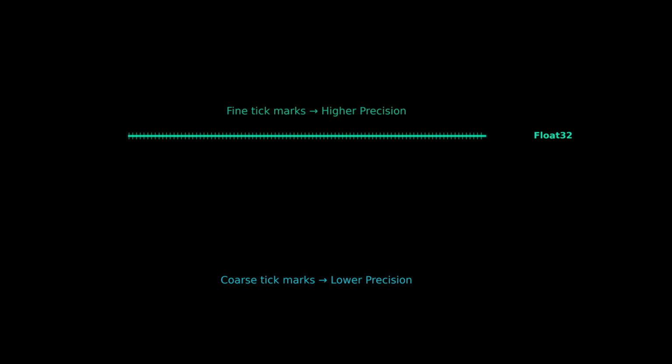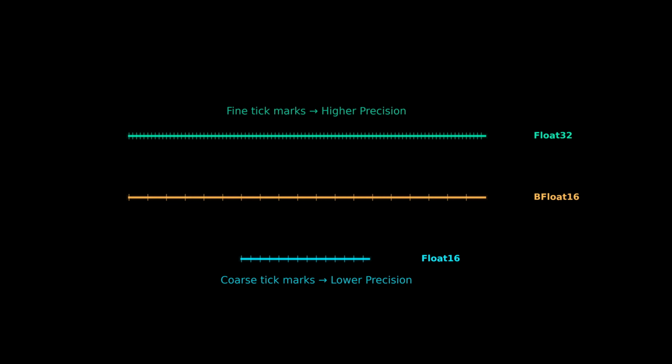bfloat16 has the capability to measure the same length, but the tick marks are coarser. For float16, we have a much smaller length than the other two, but the tick marks are slightly finer than bfloat16, but still coarser than float32.